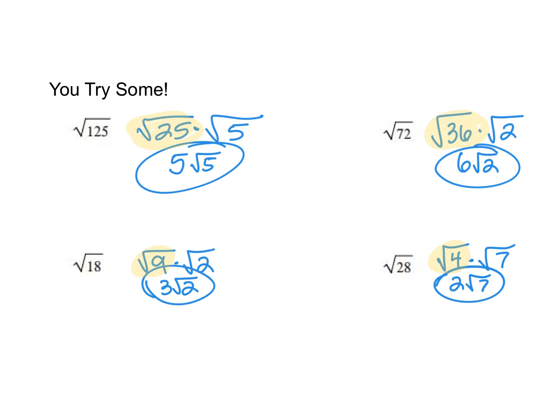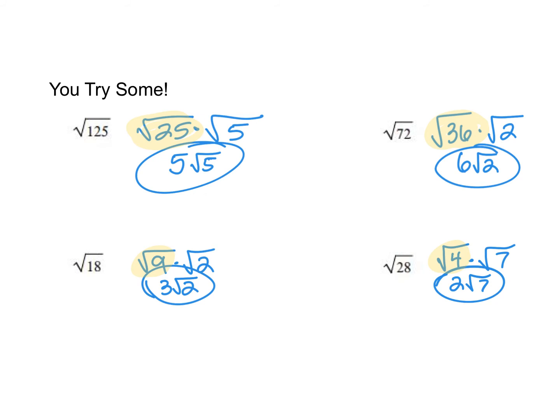Now with 72, you might have done 9 and 8 instead. And if you did that, I see where you would have thought that would be a good option because 9 is perfect. But 8 is made up of 4 and 2, which means you could have pulled another 2 from that, using that 4. And so it would not have been finished yet. You could have simplified it further. So 36 and 2 was the better option. 36 was the biggest perfect square that would evenly come out of 72.